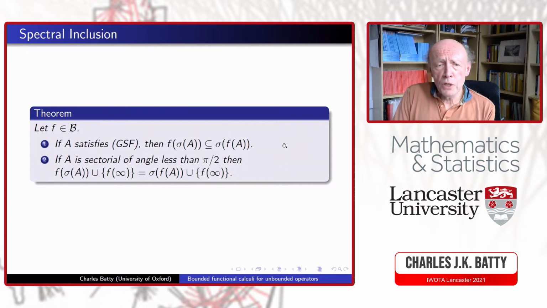Spectral inclusion works. If you have a B calculus and F is in B, then F of sigma of A is contained in the spectrum of F of A. You don't in general get equality there, but you do get equality modulo what's happening at infinity if A is sectorial of angle less than pi over 2. This can be proved by old-fashioned methods which were known to Hille and Phillips.